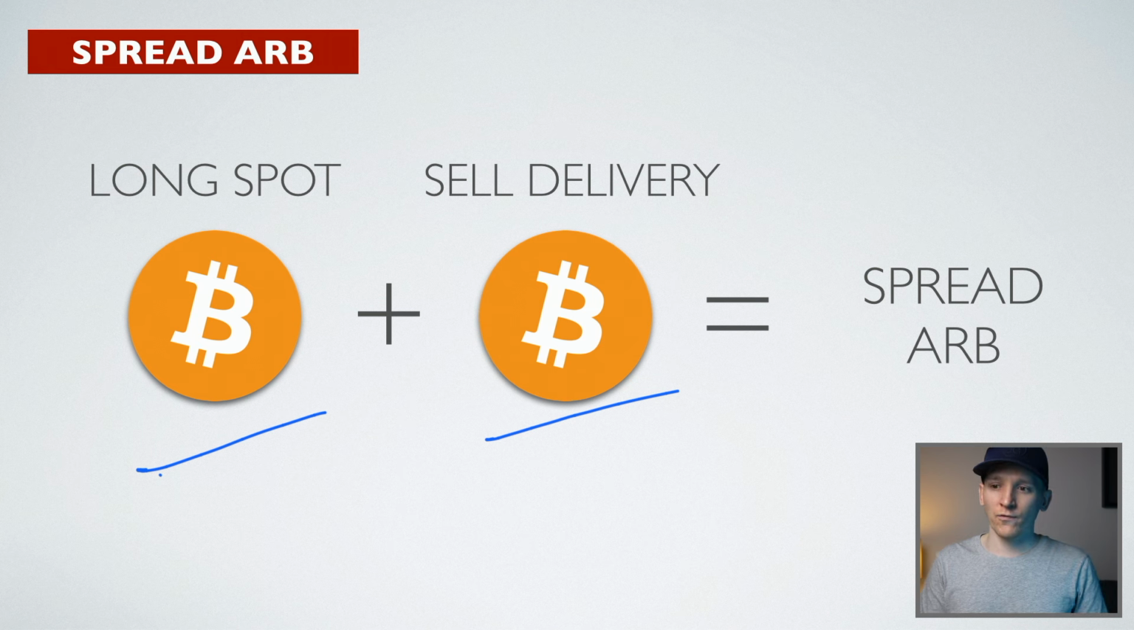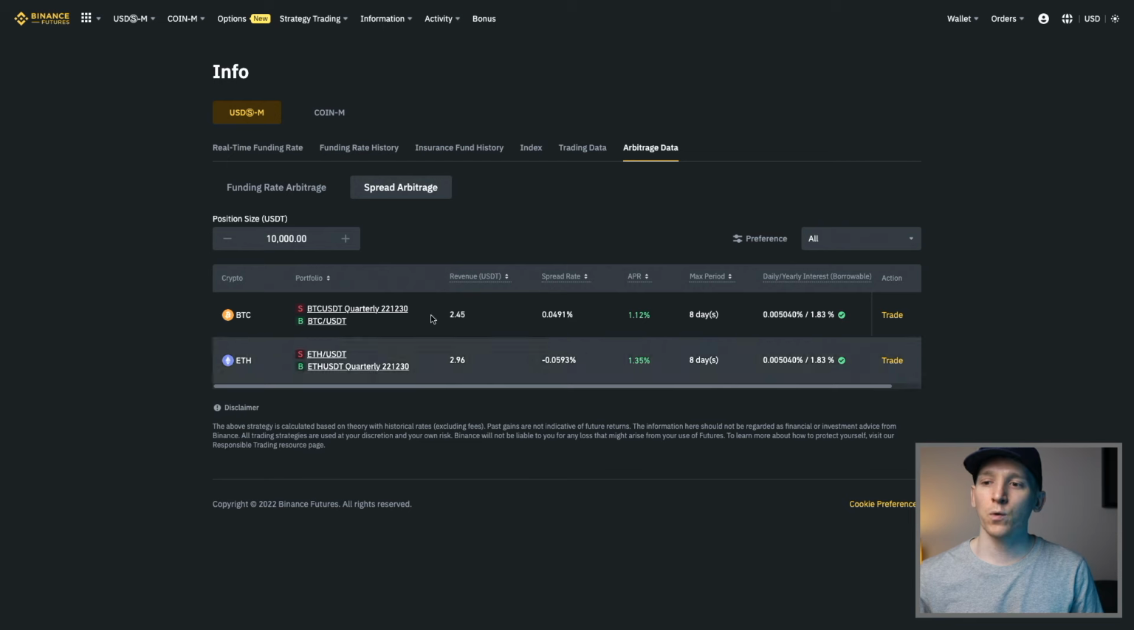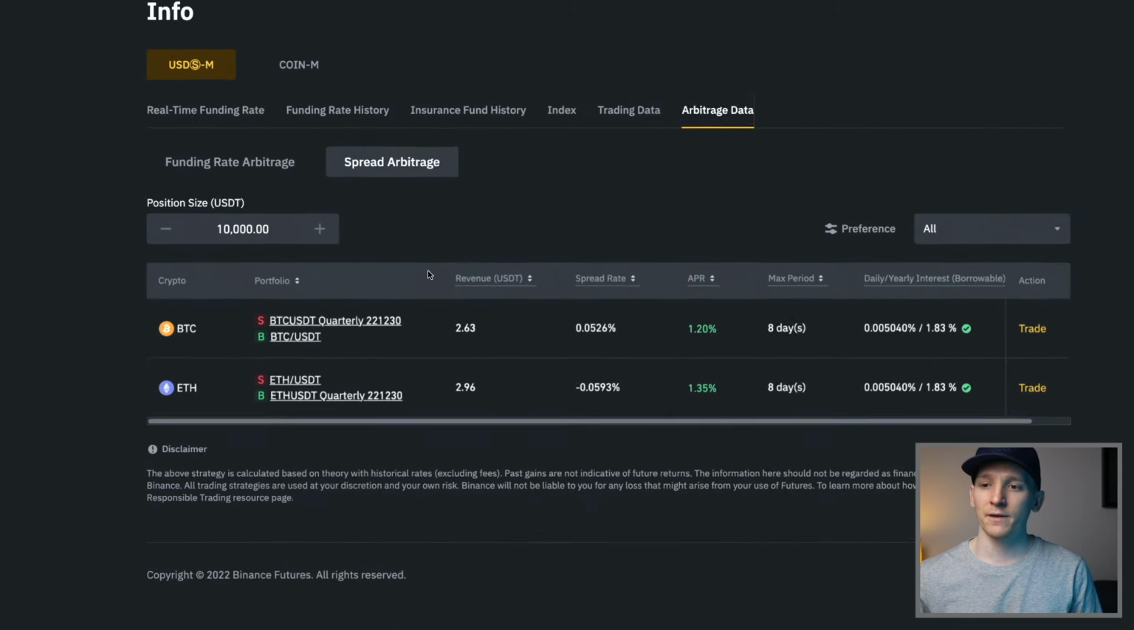Now, this only works for delivery futures and not perpetual futures, which there are some, at least on Binance. So I'll show you this. This is known as a spread arbitrage because we are just trying to immediately lock in a profit in a difference in price. So we can see this here. It's actually on arbitrage data and spread arbitrage, where we have quarterly deliveries of both ETH and BTC.